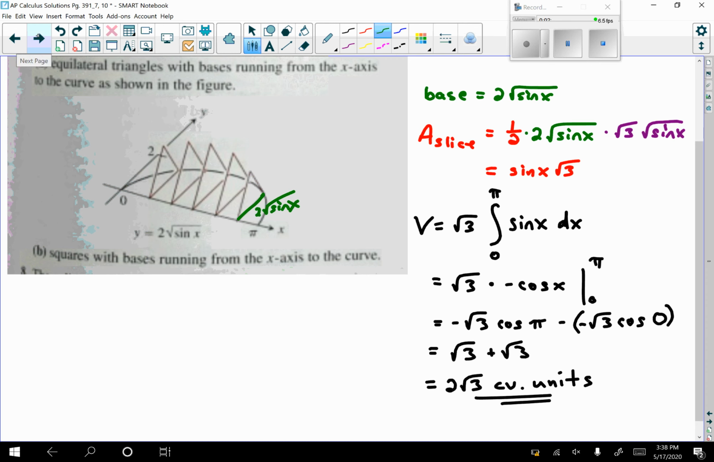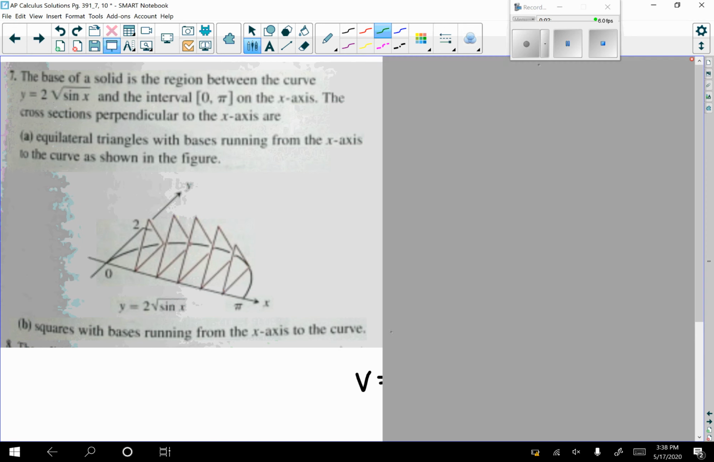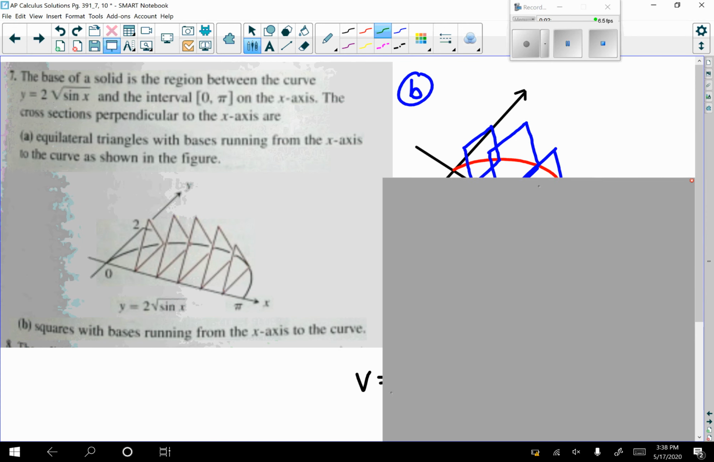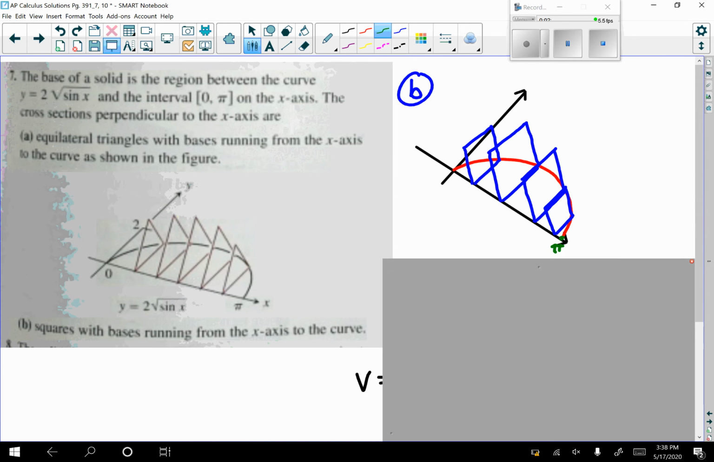All right, now for B, I just recreated this axis that's kind of laid down on the floor, but instead of these equilateral triangles, I'm drawing squares now. So this is what the figure, as best as I can sketch this, is going to look like here.